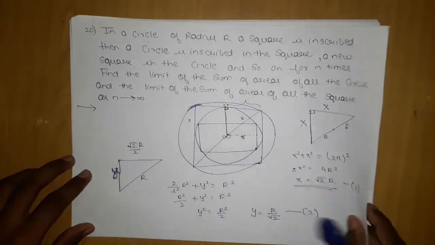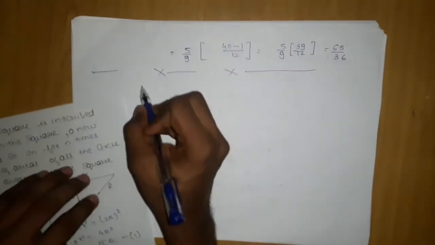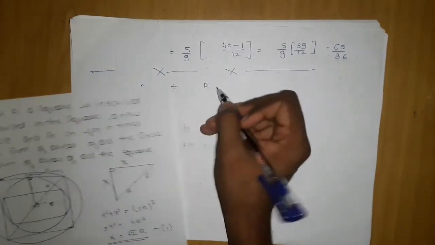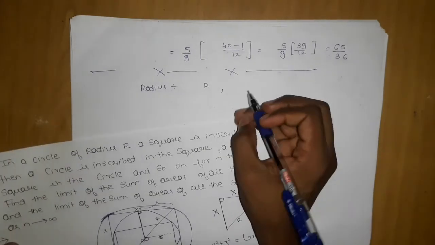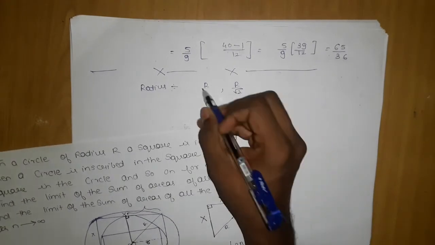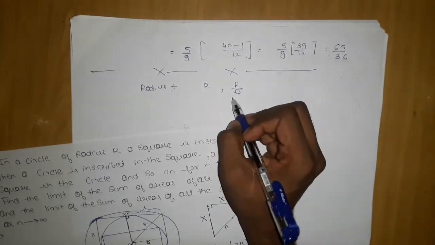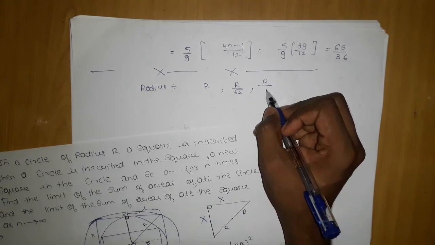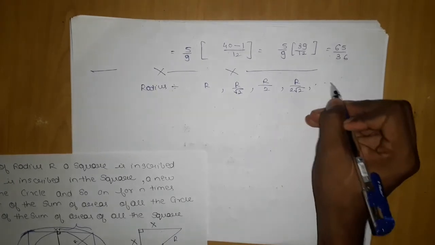So if we just observe the pattern, the radius of the circle first was r, which was given, then what we found out was r by root 2. How do we move from r to r by root 2? It is only possible if we multiply it by 1 by root 2. If we multiply it by a further 1 by root 2, the next circle will have radius r by 2, and again multiplying by 1 by root 2 it will be r by 2 root 2, and so on, it will go until infinity.